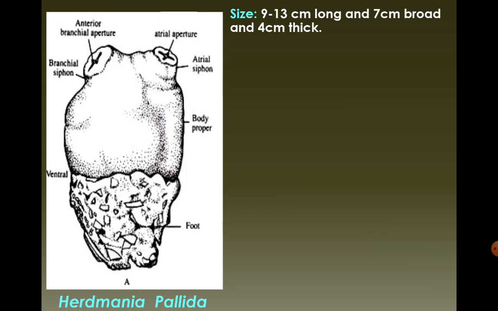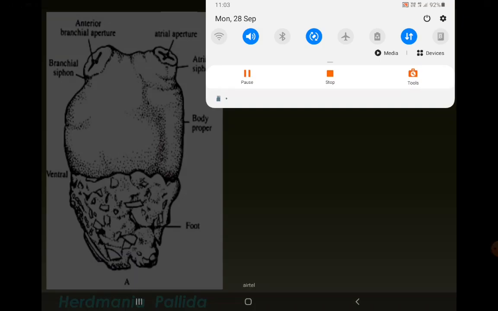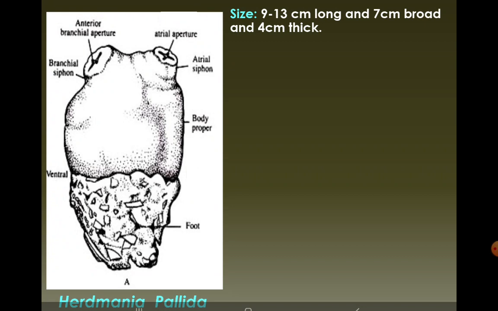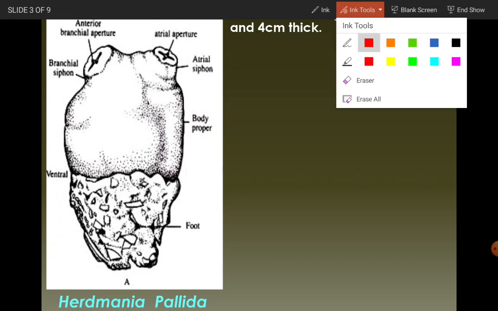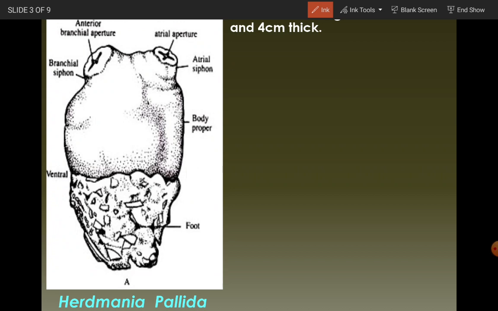Now let us learn how the body of a Herdmania pallida looks. This is the diagram that describes the structure of Herdmania pallida. If you see, the body is divided into two main portions. One is the body proper and the other one is the foot. Till here this is the body proper, and from here onwards it is the foot.